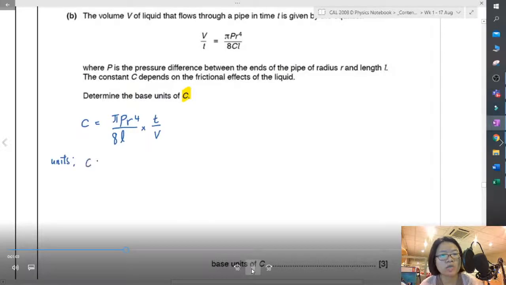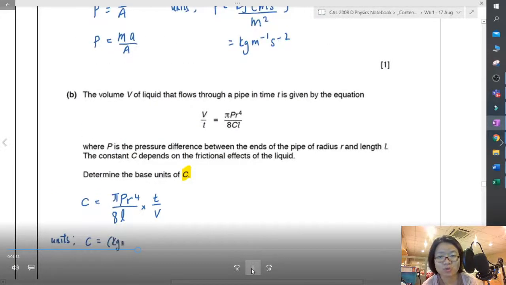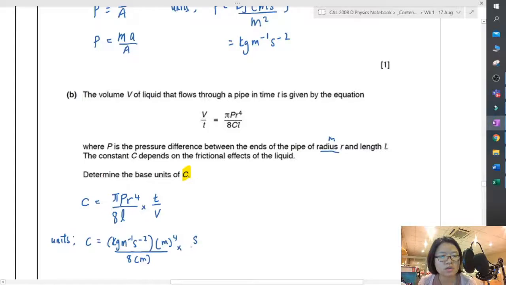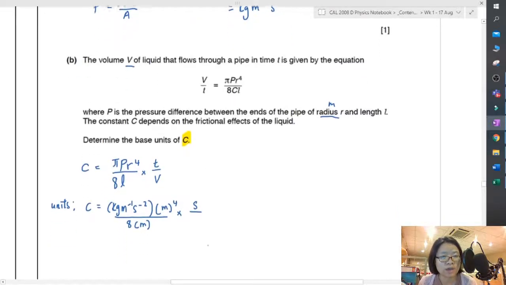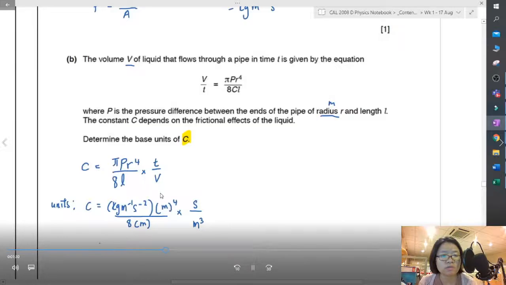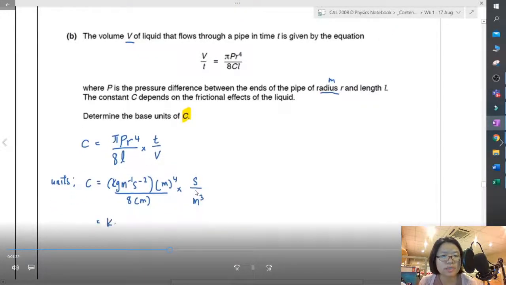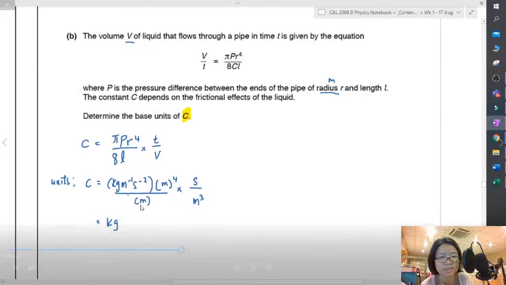So right now, let's find the units for C. Pi has no unit, so we don't have to continue with it anymore. The story for pi has ended. We'll substitute the unit for pressure, which is already given here. You can see this value up here. And then R to the power 4 will be m to the power 4 over, okay, the unit for L is m. And then the unit for T is second, unit for volume is meter cube. So this 8 here needs no unit. I just deleted it. Okay, mistaken transfer.